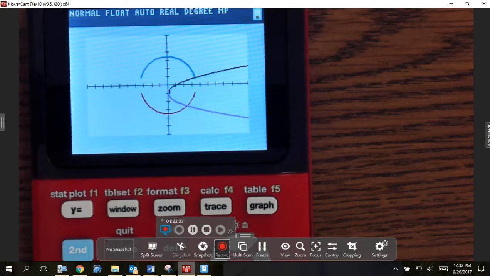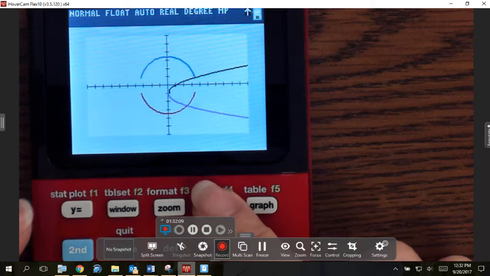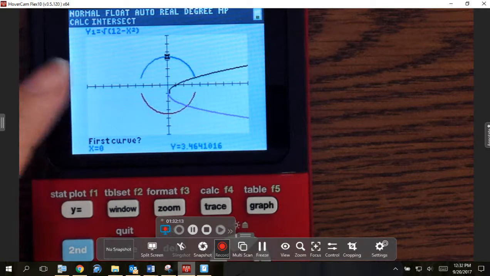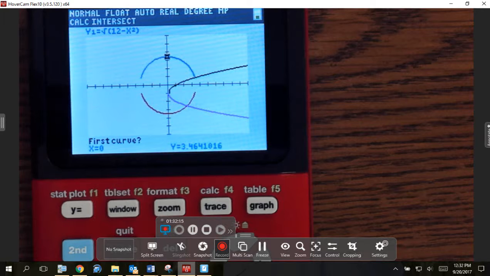So we're going to do intersect. Remember that second trace. Intersect is 5. And it says first curve. So right now it's on the top half of the circle. I want to find this top intersection first, so I'm on the correct part. I'm going to hit enter. And then it says second curve. Am I on the second part that I want to find the intersection with?